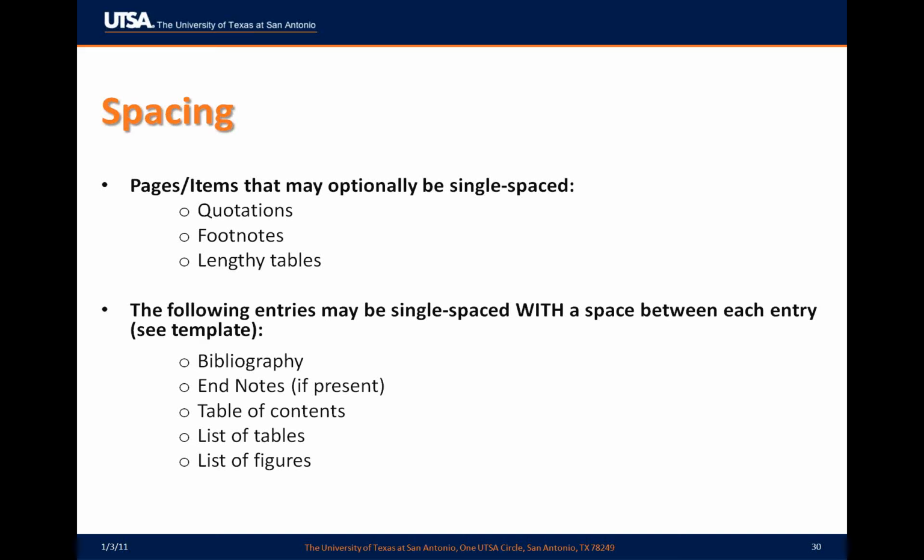The table of contents, the list of tables, and the list of figures. Those are the only places where you can use single spacing. So remember, up here, quotes, footnotes, and long tables can be single-spaced. These entries can be single-spaced as long as there's a space between each entry. Otherwise, double spacing is what you want to use. Like I said, double spacing is pretty standard, and that is what most students choose to use. Be consistent with it. So, if chapter 1 is double spaced, don't put chapter 2 in 1.5 spacing. Make sure that that is also double spaced so you're consistent through your document.